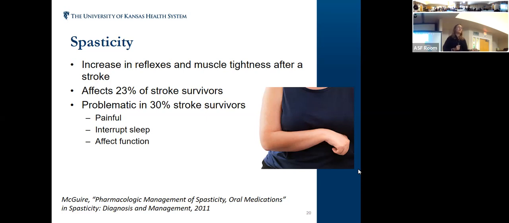It's pretty common. It affects 23% of stroke survivors, and in up to 30% of stroke survivors, it is problematic. It is something that needs to get treated. It can be painful, it can interrupt your sleep, it can affect your function. And if it's doing any of those things, that's probably a sign that it needs to get treated, right?